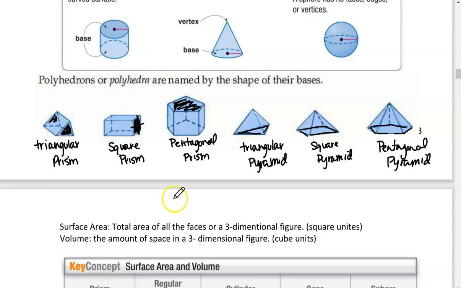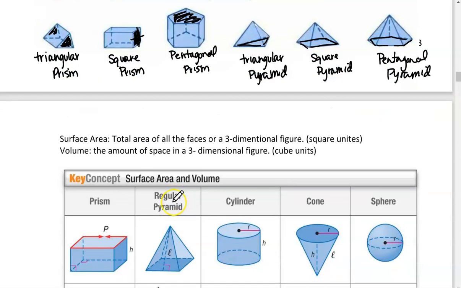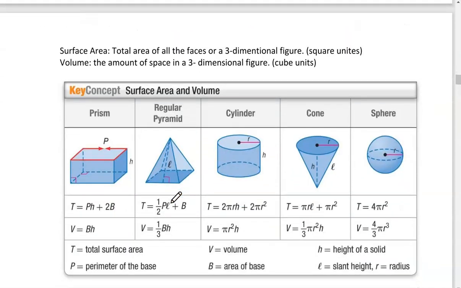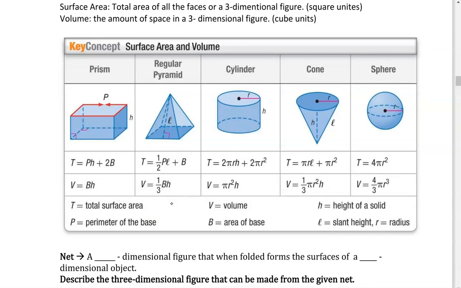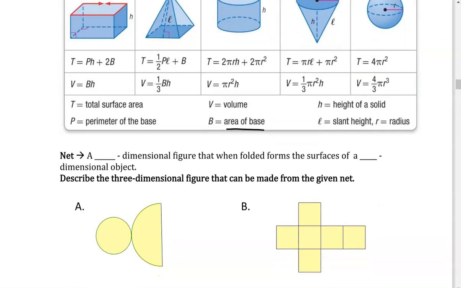So we look for its base shape, which is not only important in naming, but also in its formula. If we look at our different formulas, they have a capital B, and that is the area of the base. So it depends on what kind of shape the base is to find its area for most of these figures, especially ones like a prism and pyramid where the base changes. On a cylinder and cone, we know the base is always going to be circular, but the base is going to change, and that's a part of its formula.